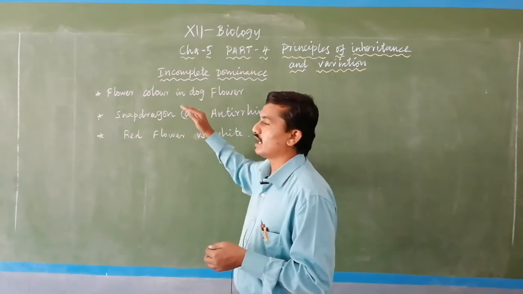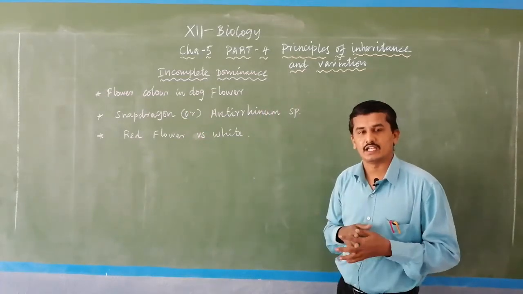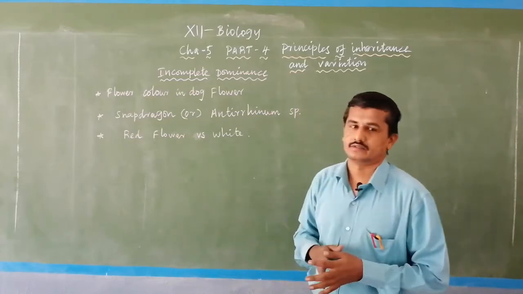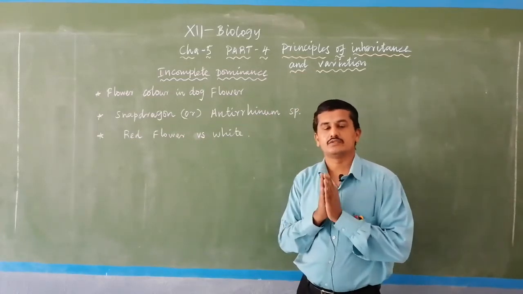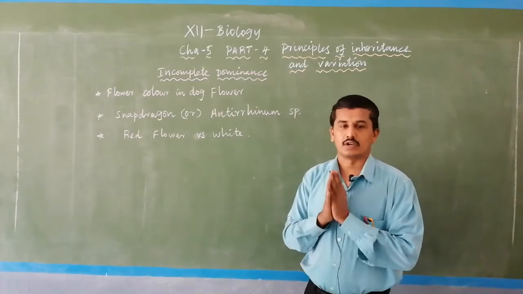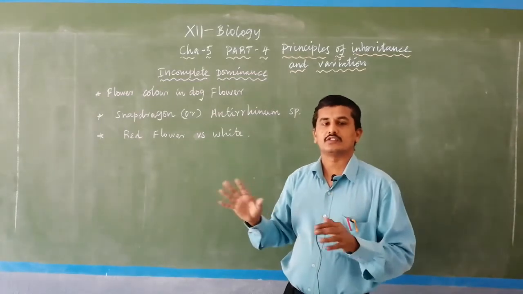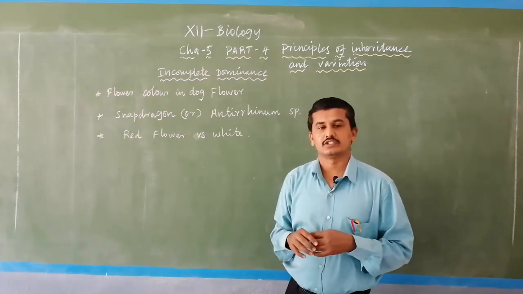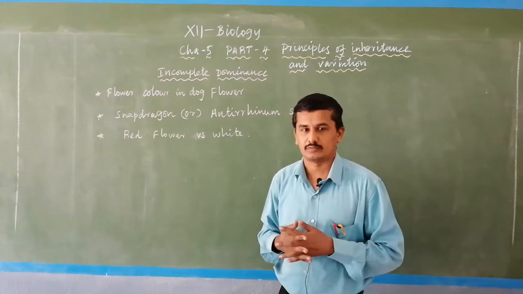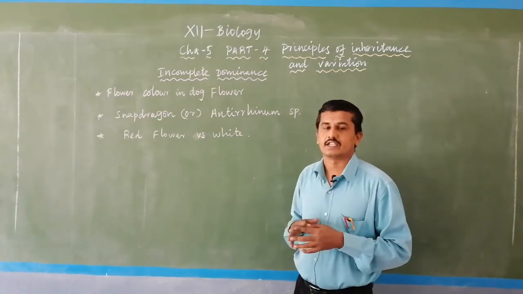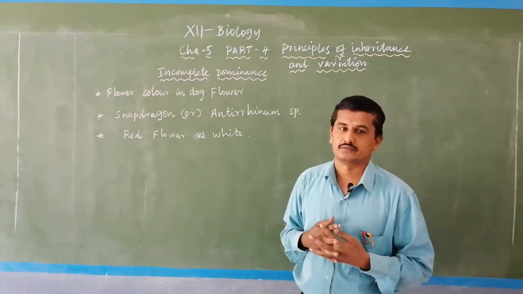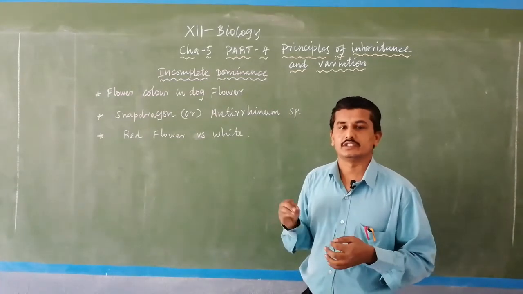Another scientist took flower color for his experiment, and the flower color is normally red and white. Mendel performed various monohybrid crosses only in the garden pea plant, Pisum sativum, and the result was correct: in the 3:1 ratio, in the first generation only the dominant trait is expressed. But when other scientists performed experiments in other plants like snapdragon, the Antirrhinum species, the result deviated from Mendel's result. The scientists wondered why.